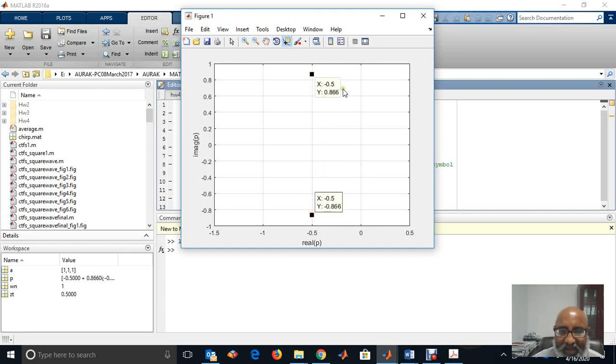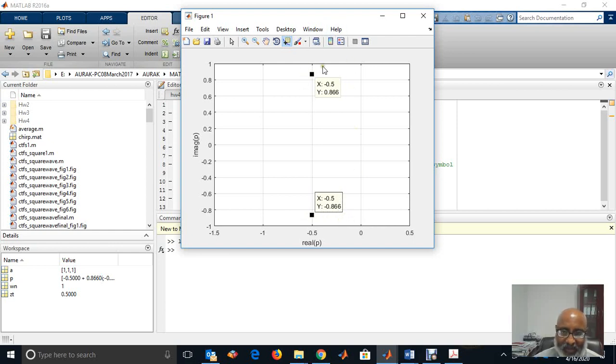The x-axis is minus 0.5. The y-axis is 0.866. That means the first root is minus 0.5. Remember, the y-axis is imaginary, plus j 0.866. Okay, minus 0.5 plus j 0.866. And what about the second pole? The second pole is x is minus 0.5, y is minus 0.866. The second pole, P2, is minus 0.5 minus j 0.866.